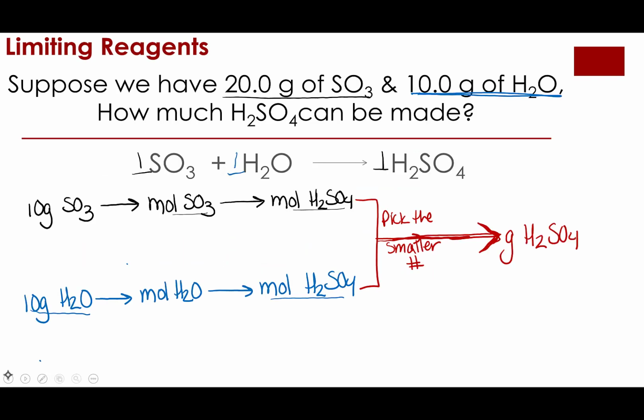So again, just to summarize, when it's a limiting reagent problem, you're going to do two separate stoichiometry problems. So you're going to pick one reactant, go to the product, pick the other reactant, go to the same product, and then compare those values. You will always pick the smaller number and then go from moles to grams using that smaller number, and that's the maximum amount that you can make. And then you can identify your limiting reagent as well along the way. So that is limiting reagents.